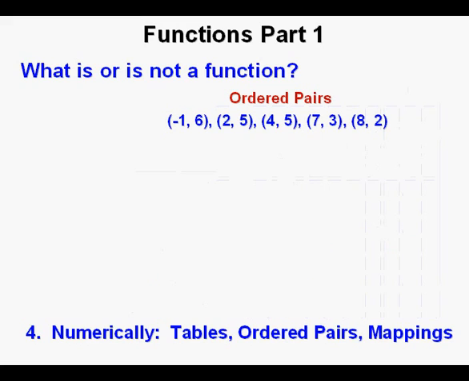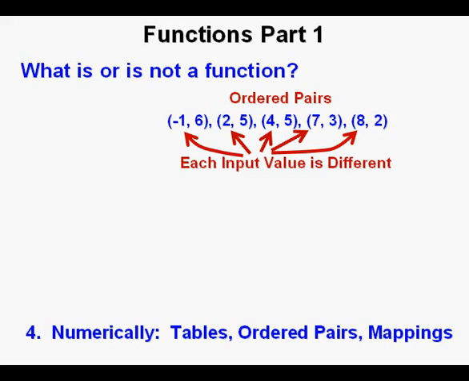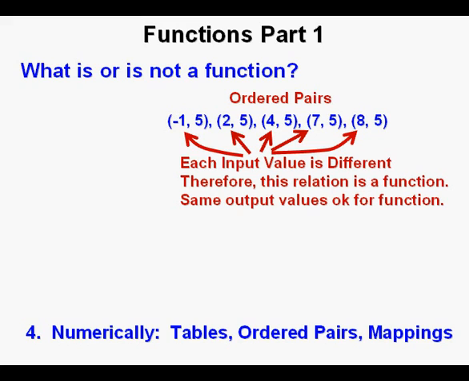Now we'll look at ordered pairs. Here is a set of 5 ordered pairs. Each input value is different. Therefore, this relation is a function. You may notice that each of the output values is the same, the number 5. Having the same output value does not disqualify a relation from being a function. These points plotted on a coordinate plane are data consistent with the horizontal line of the equation y equals 5.